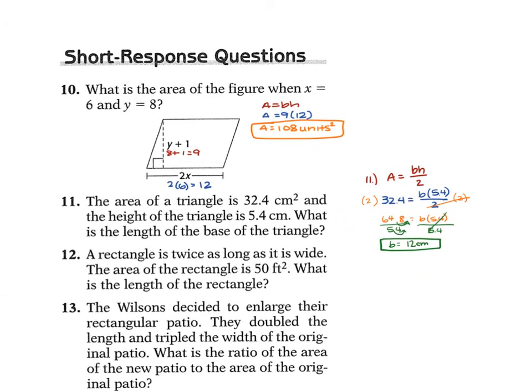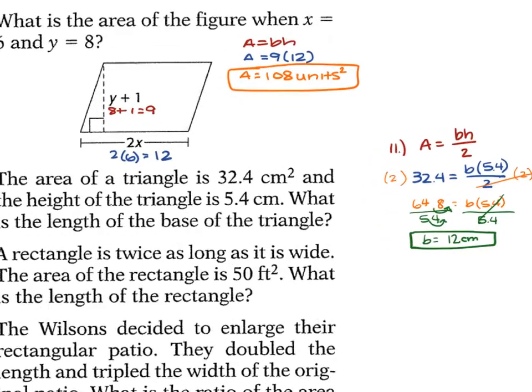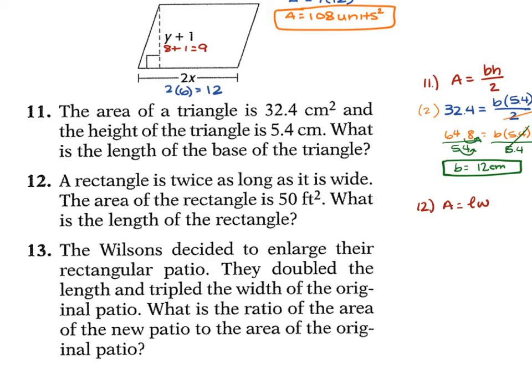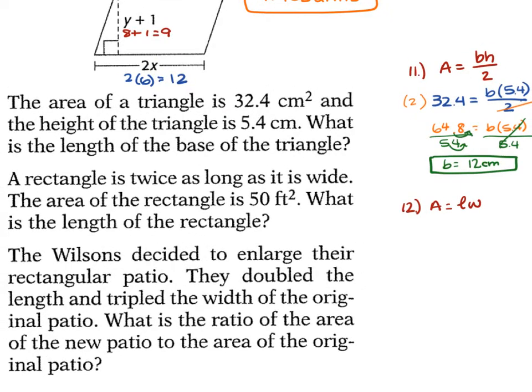For 12, it tells us that a rectangle is twice as long as it is wide. The area of the rectangle is 50 feet squared. What is the length of the rectangle? The area of a rectangle is length times width. So it tells us that the rectangle is twice as long as it is wide. So the area is 50 feet squared, so 50 is equal to, your length is 2 times the width, so that's 2w times w. So 2w times w is going to be 2w squared.